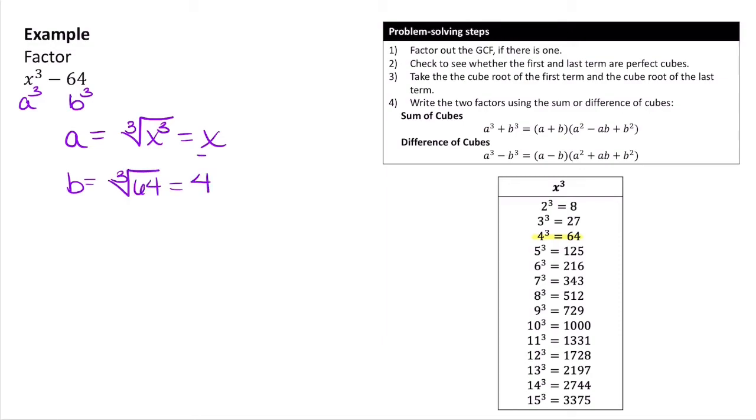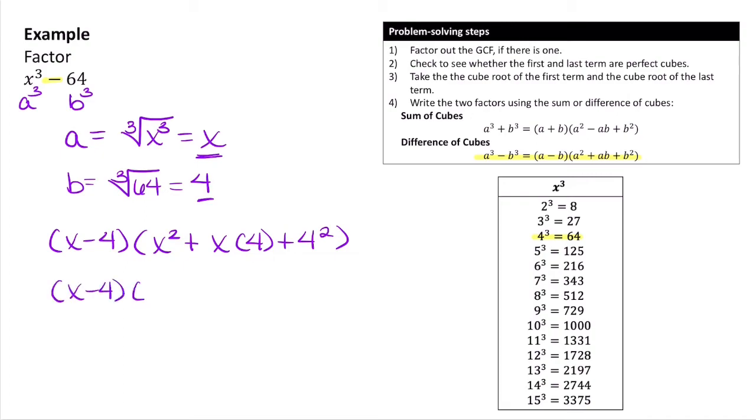Okay, so now we have a and we have b, and since here we have a difference, we're going to use the difference of cubes. So we just go ahead and plug directly into that formula. So that's going to be a minus b, so x minus 4 times x squared plus x times 4 plus 4 squared. Okay, so let's just simplify that. We have x minus 4 times x squared plus x times 4 is 4x plus 4 squared, which is 16.